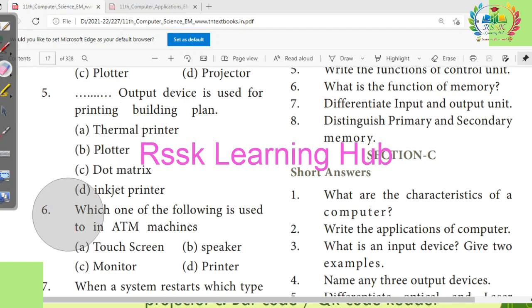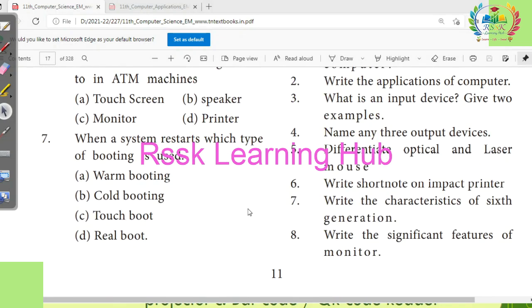Okay. Now moving to 7th question: when a system restarts, which type of booting is used? We saw this. Two types of booting: one is cold, another one is warm. When restart takes place, which booting will be used? It is warm booting. So the answer is A.